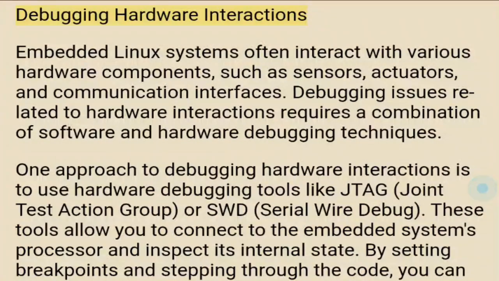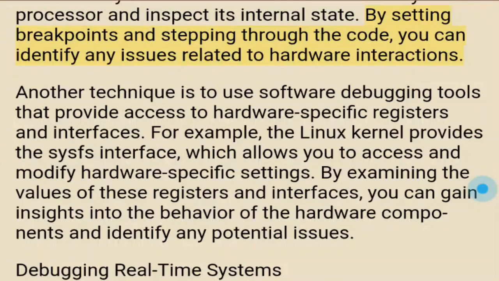Debugging hardware interactions. Embedded Linux systems often interact with various hardware components, such as sensors, actuators, and communication interfaces. Debugging issues related to hardware interactions requires a combination of software and hardware debugging techniques. One approach is to use hardware debugging tools like JTAG, Joint Test Action Group, or SWD, Serial Wire Debug. These tools allow you to connect to the embedded system's processor and inspect its internal state. By setting breakpoints and stepping through the code, you can identify any issues related to hardware interactions.